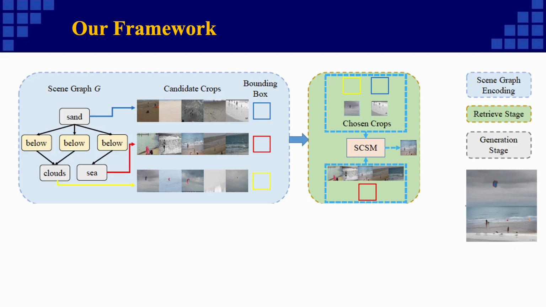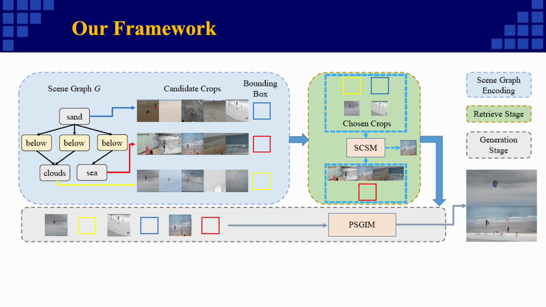To complete our sequential selection strategy, we propose to adopt a transformer structure that is trained with contrastive learning. Finally, in the generation stage, the progressive scene graph to image module, called PSGIM, synthesizes the target image based on the scene graph features and the selected crops. Especially to synthesize realistic and high-resolution images, we designed the generator with a hierarchical generation stage using hierarchical gated convolutions and proposing a patch-guided spatially adaptive normalization module.